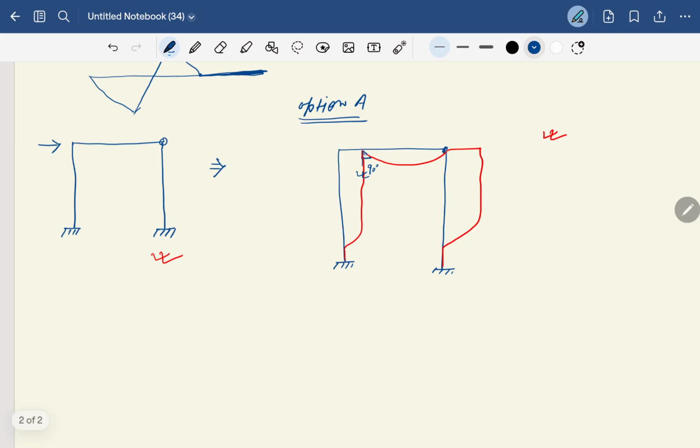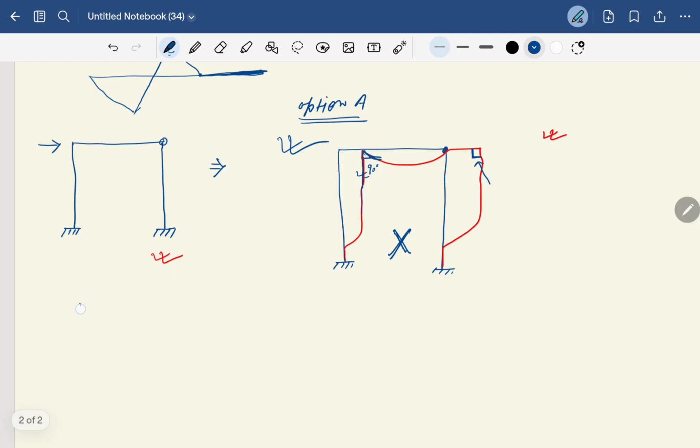And what about this? Here this is the internal pin. Here also we have seen that in the deflected shape it is making 90 degrees. But it should not be, because at the internal hinge the deflected shape should not make 90 degrees. So this is wrong. Just assume that the deflected shape is 90 degrees only. So this is wrong. The first option is wrong. Understand?